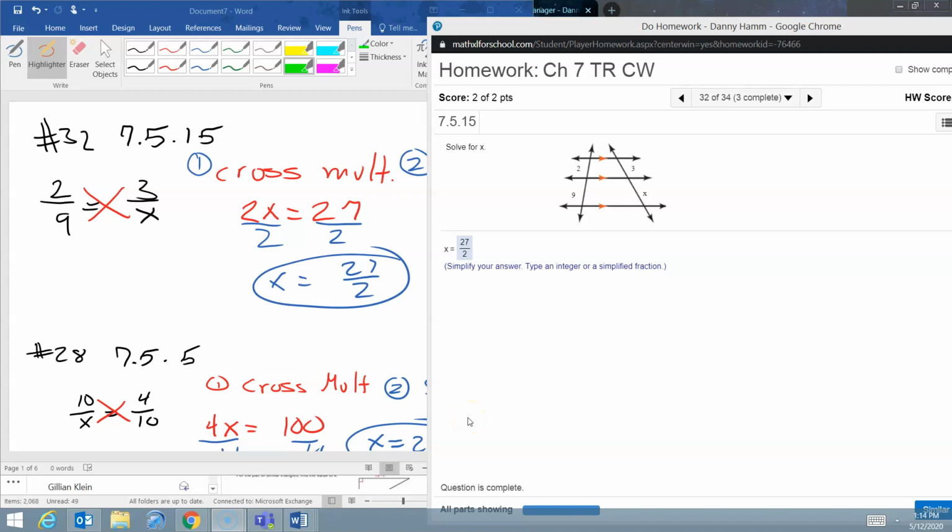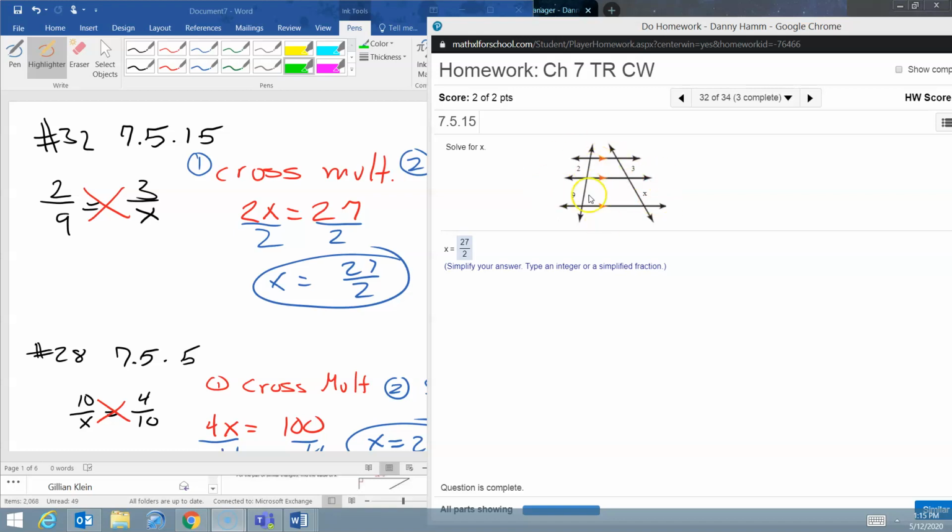All right, we had a request for, looks like numbers 20, 28, and 32 from the Chapter 7 test review. And I also put the section that they're from here. So if the numbers are a little mixed up, you can at least find 7.515. And for this particular setup, we set up the ratios 2 over 9 is equal to 3 over x.